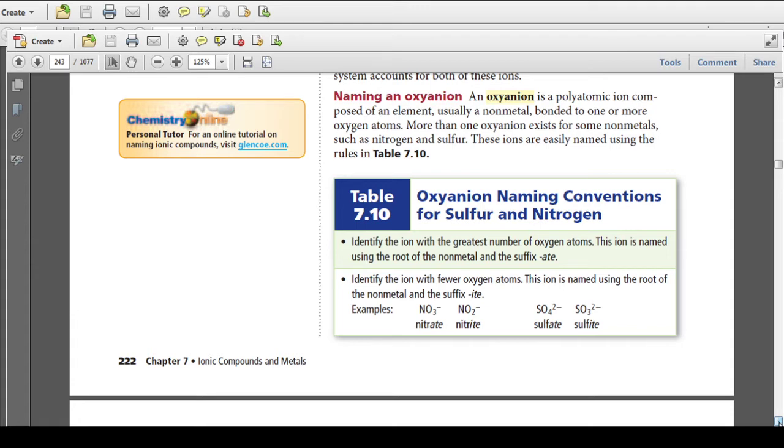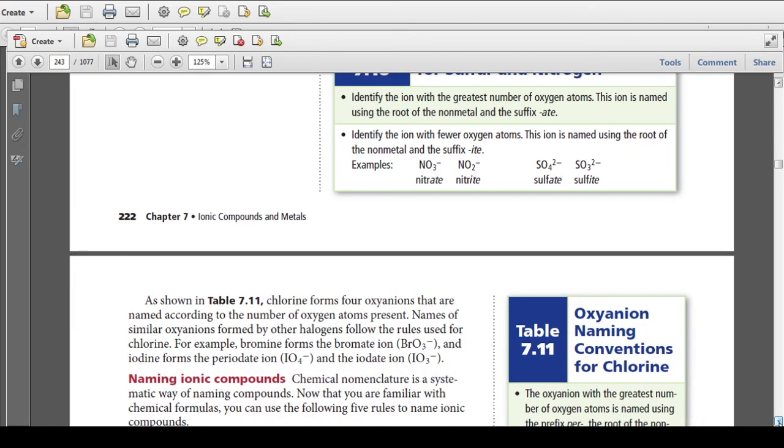So for example, here we have NO3 and NO2. Because NO3 has more oxygens than NO2, NO3 minus 1 gets the name nitrate, whereas NO2 minus 1 gets the name nitrite. Same thing goes with sulfate and sulfite. Sulfate is SO4 minus 2, whereas sulfite is SO3 minus 2.